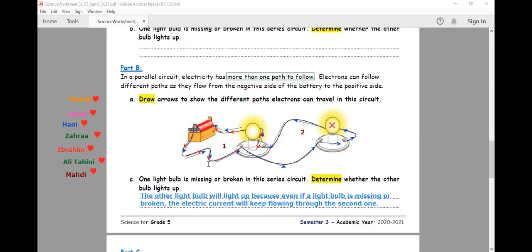So even if one light bulb is broken, this loop will be open, so electrons will not move through the blue pathway, but they will keep flowing through the red pathway.